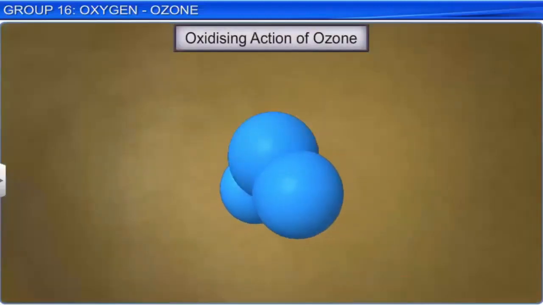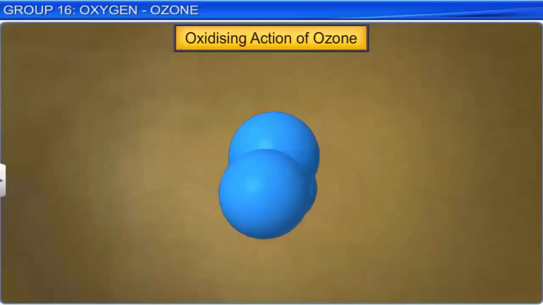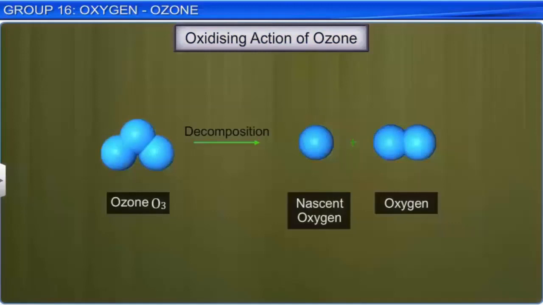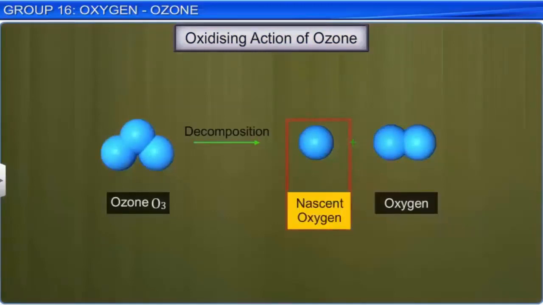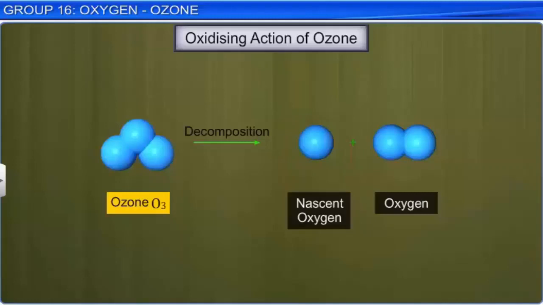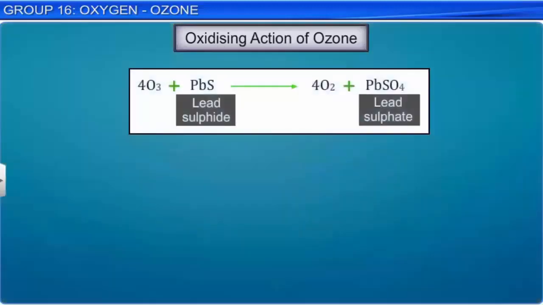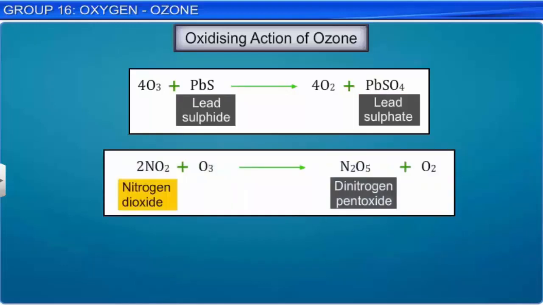Let's look at the oxidizing action of ozone. Due to the ease with which it liberates atoms of nascent oxygen, ozone acts as a powerful oxidizing agent, second only to fluorine. It reacts much more readily than dioxygen. For example, it oxidizes lead sulfide to lead sulfate, nitrogen dioxide to dinitrogen pentoxide, and iodide ions to iodine.